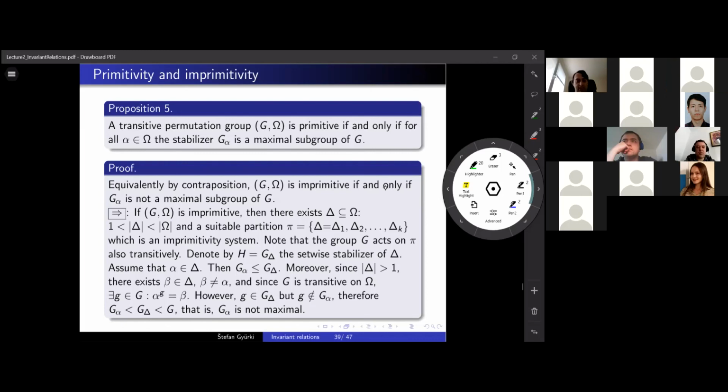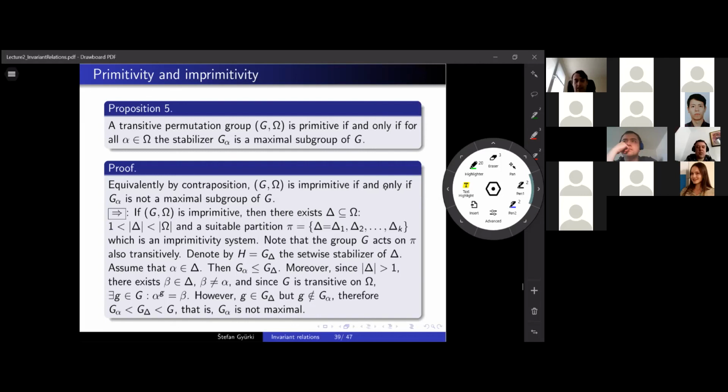And this element fixes the block delta, but it is not contained in the stabilizer of the element alpha. That means that G alpha is a proper subgroup of G delta. But on the other hand, G delta cannot be the full group G, because G contains elements that send delta to another block, because G is transitive. So this means that G delta is a proper subgroup of the original group G.